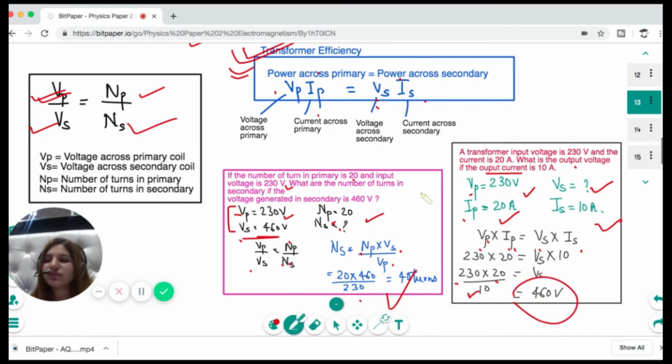Okay, so there could be different questions asked. They can ask you to find the voltage across primary, secondary, or the number of turns, or the power. So make sure you remember these expressions and how to use them.